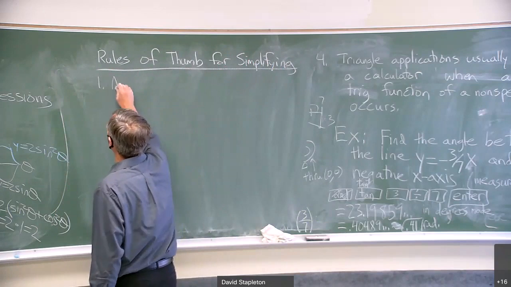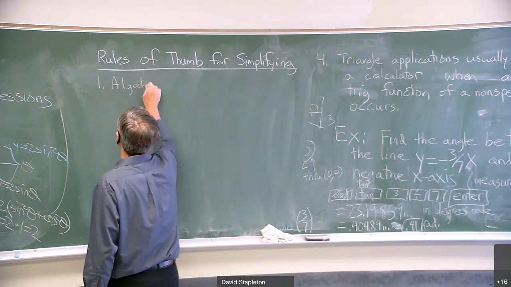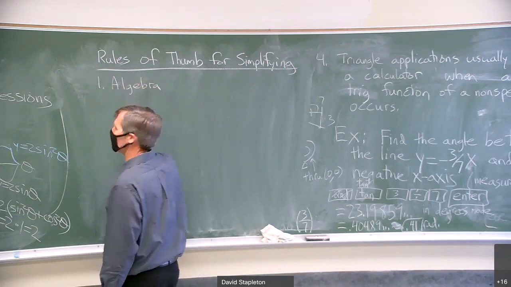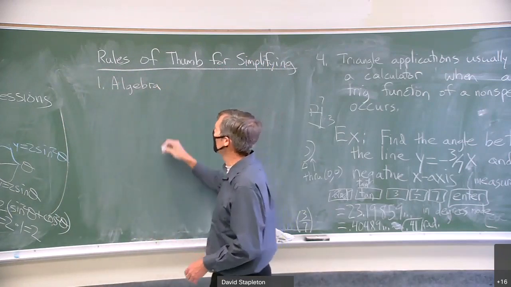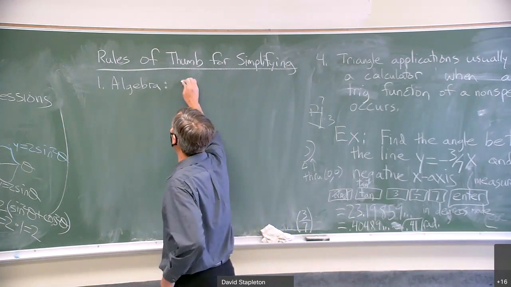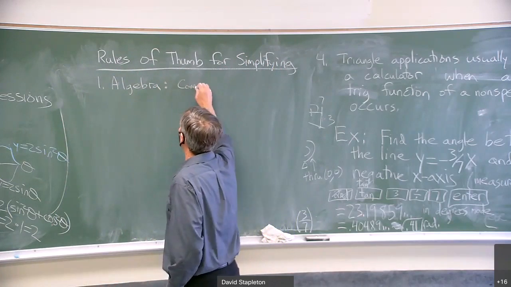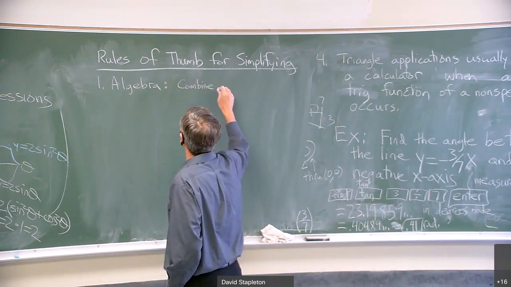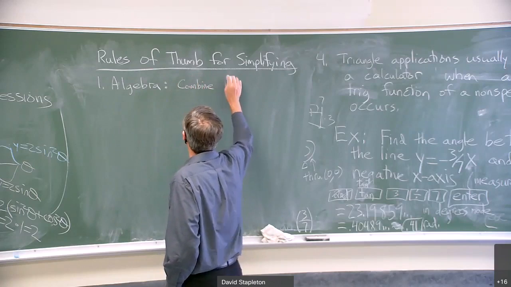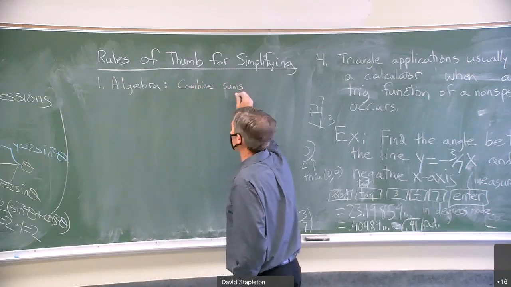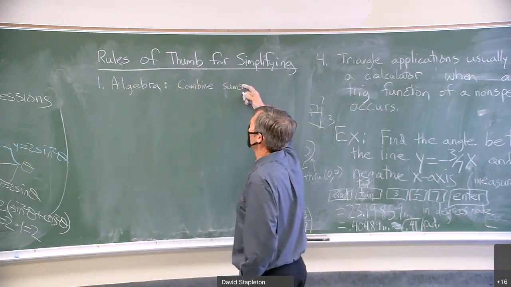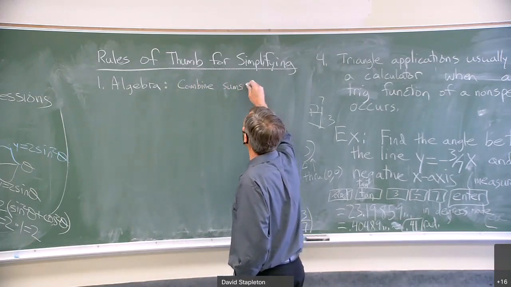One, you use algebra. What happens a lot of times, because you have quotient identities and so forth, is you get quotients and quotients of quotients. And so you combine sums or differences of quotients by putting them over a common denominator, just like you do in algebra. It's just that now they're quotients of trig functions.